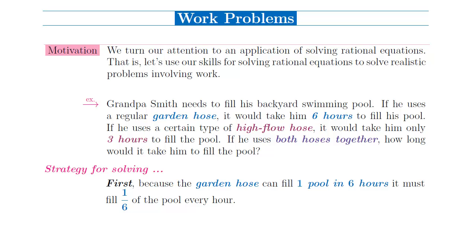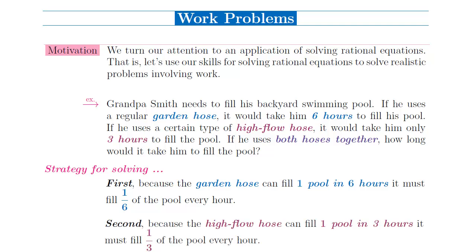Our first observation is that because the garden hose can fill the pool in 6 hours, then it must fill 1/6 of the pool every hour. Think about it. The garden hose can fill the pool in 6 hours. So in 1 hour, only 1/6 of the pool will be filled using the garden hose.